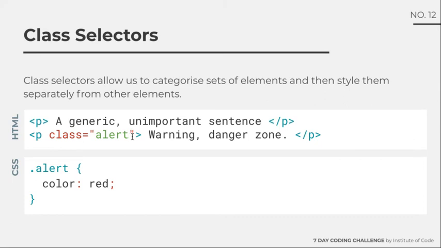If I want to target that paragraph specifically, or any element with a class of alert, in my CSS I use a dot, and the dot is our class selector. It says, hey, I'm about to look for a class name, not a paragraph, not an element name. So we're now looking in our CSS to say find every element with a class of alert and then apply these styles.